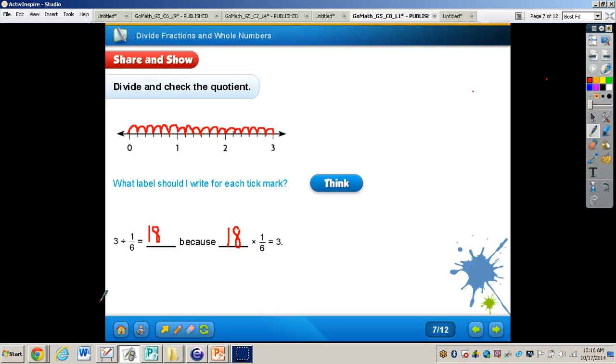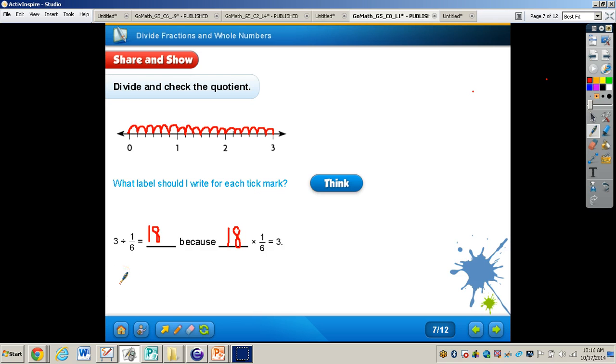Okay, the answer that I have here is 18, and we can see that each section was divided up into 1/6. Okay, so what label should I write for each tick mark? You can see that they were divided up into 6ths. Okay, so 1/6 goes into 3 18 times.